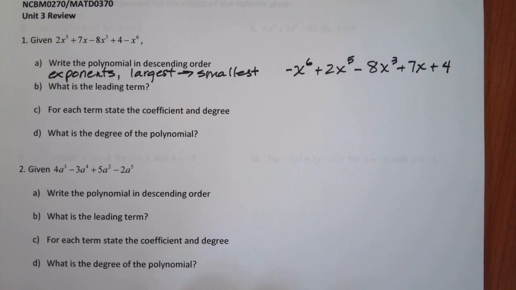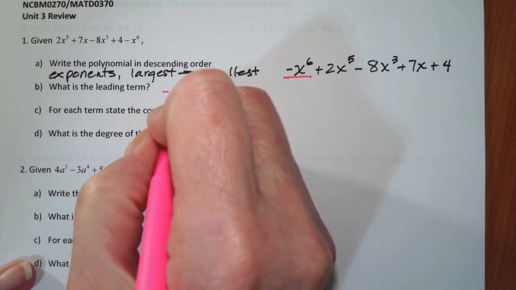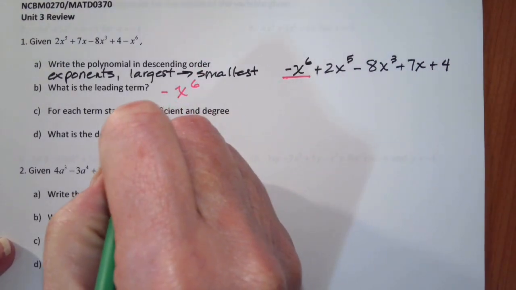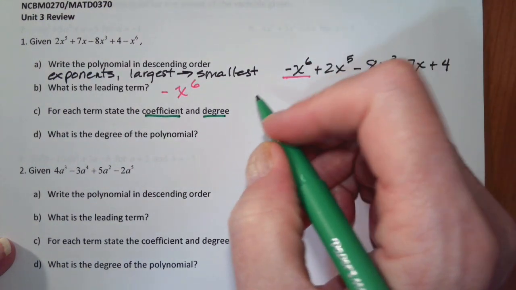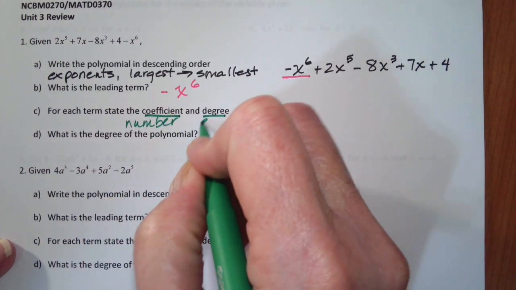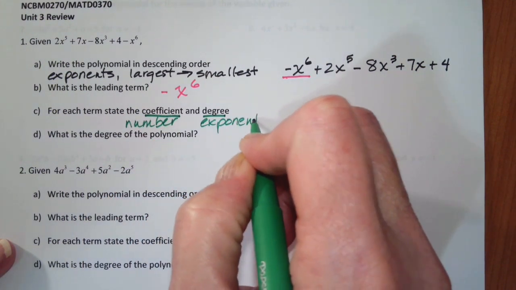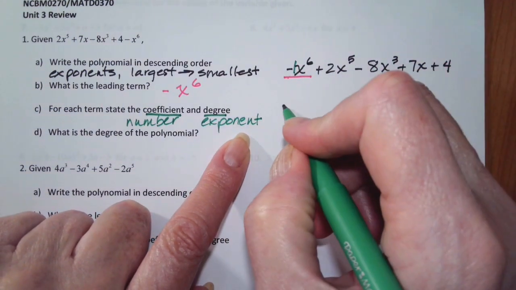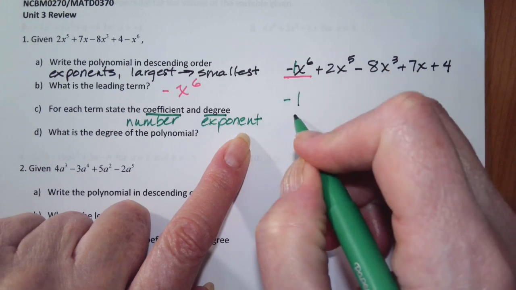Once you've done that, the leading term is the term with the highest degree. So that's going to be negative x to the sixth. Okay, then for each of these terms, we want to list the coefficient and the degree. The coefficient is the number part, and the degree is the exponent. So in our first term here, this is the equivalent of negative 1, so the coefficient is negative 1 and the exponent is 6.